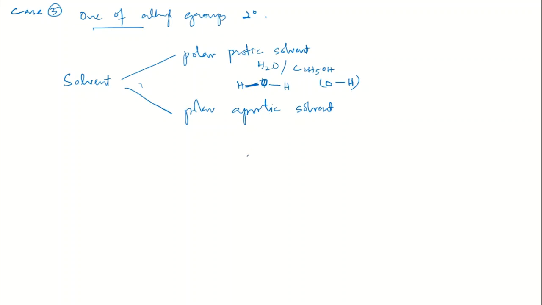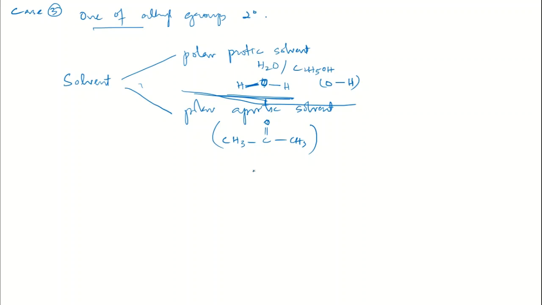And polar aprotic solvents contain no hydrogen atom that is directly attached to an electronegative atom, and therefore they are not capable of forming hydrogen bonding. For example, we have acetone. In this case we see that there is no connection between hydrogen and any electronegative atom. So this is a polar aprotic solvent. We have to remember some examples of polar protic solvents and some examples of polar aprotic solvents. Then we will be done with that.